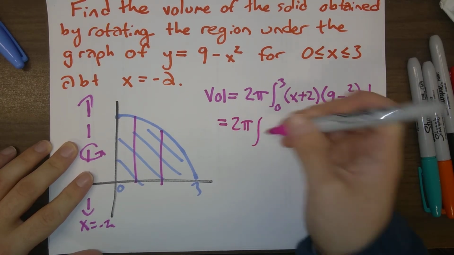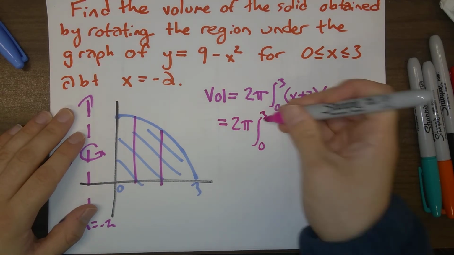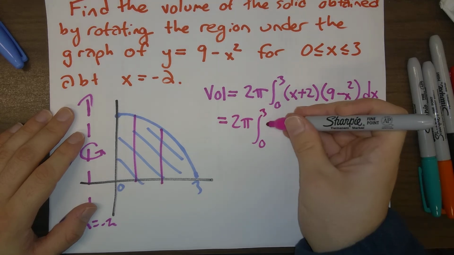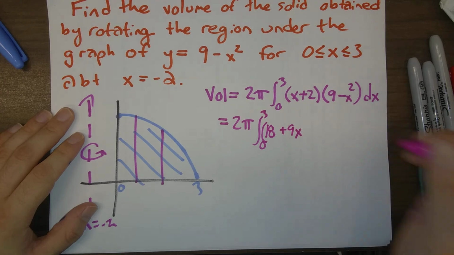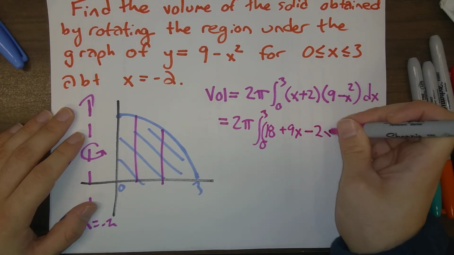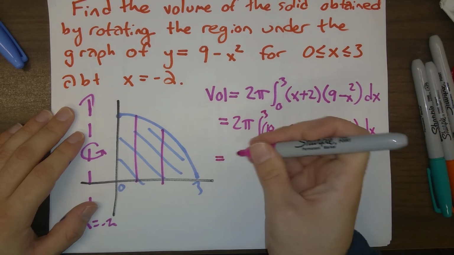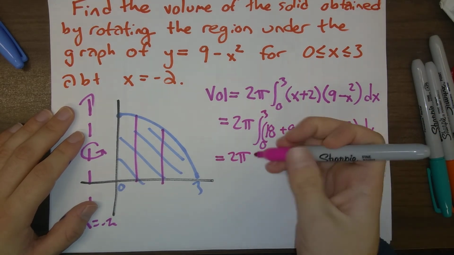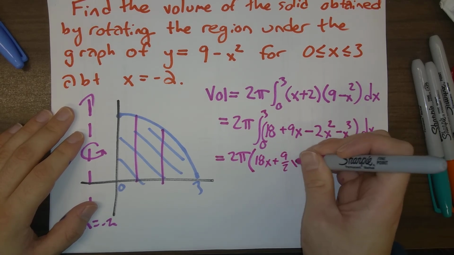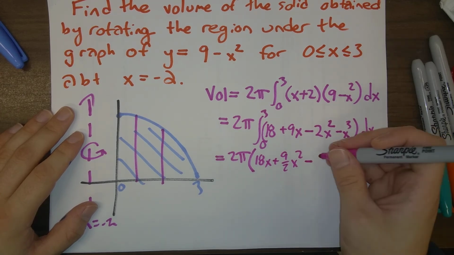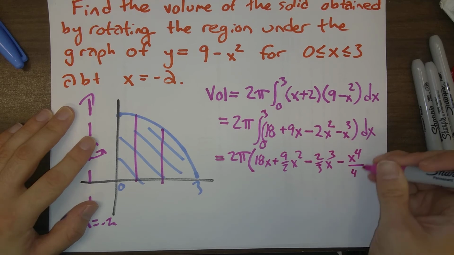Okay, let's go ahead and do this. x plus 2 times 9 minus x squared, so I guess we just have to expand this out. We should end up with 18 plus 9x minus 2x squared minus x cubed. And so taking the antiderivative here gives us 18x plus 9 halves x squared minus 2/3 x cubed minus x to the 4th over 4.